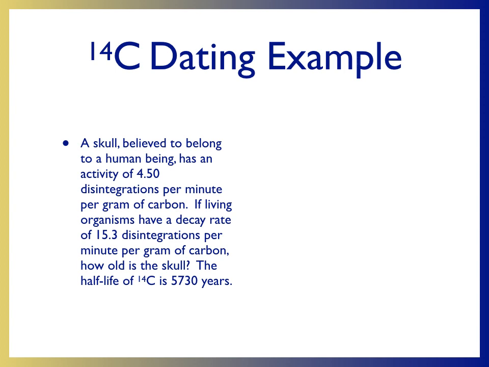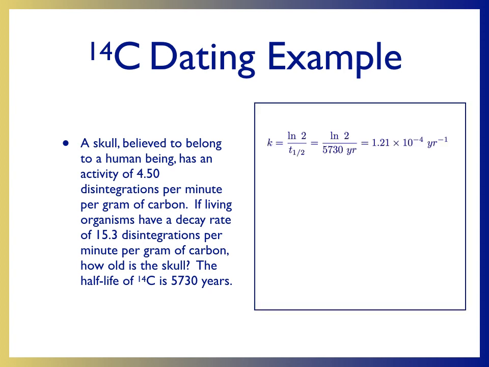To tackle this problem, the first thing that we want to do is calculate the rate constant, because we'll need that to use in our integrated rate law. The rate constant is equal to the natural log of 2 over the half-life of the sample. This is equal to the natural log of 2 over 5,730 years, which is equal to 1.21 times 10 to the minus 4 inverse years.